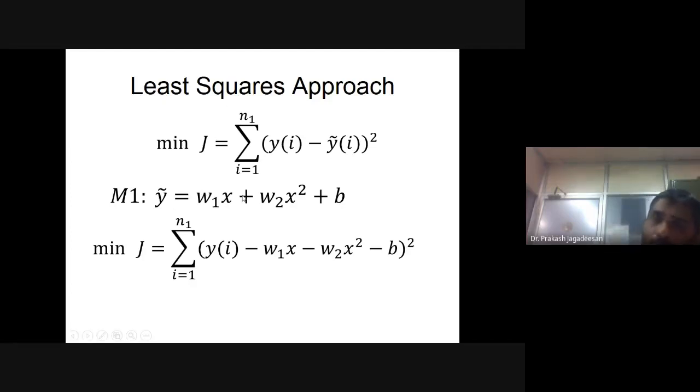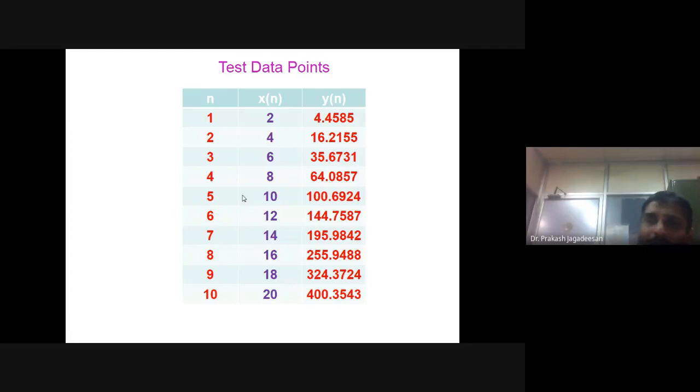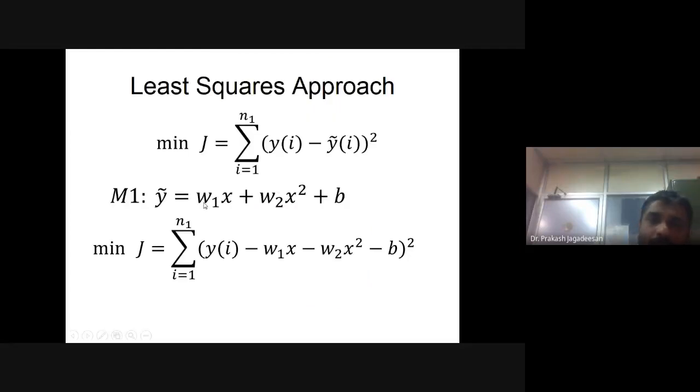I have assumed this model, so I'm guessing. Basically, I've guessed. After having visualized the data, I've guessed, and I'm proposing this model structure, W1 X plus W2 X squared plus B. For different values of X, if I know W1, W2, and B, one can determine Y tilde. That is nothing but the output of the model.